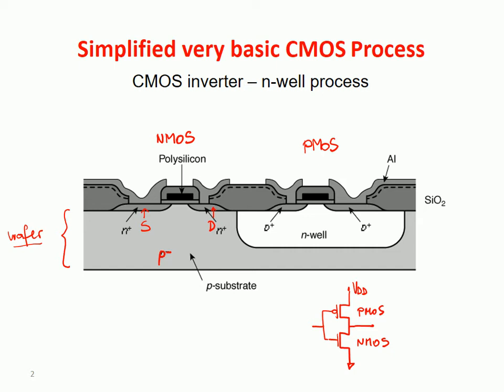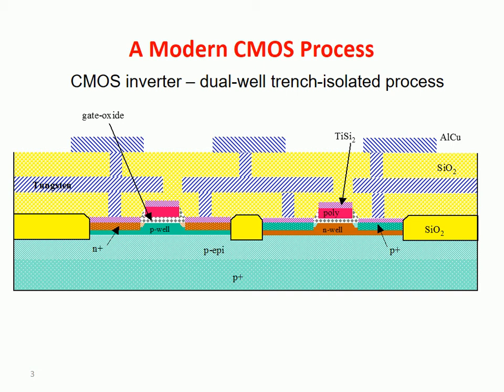Then we have this part, which is the gate oxide, and the black part on top of it is the polysilicon gate. Polysilicon is very highly doped polycrystalline silicon, so it behaves as the gate contact. On top of it we have this additional metallization on top of the polysilicon gate. So this is the gate. This is the gate, source and drain.